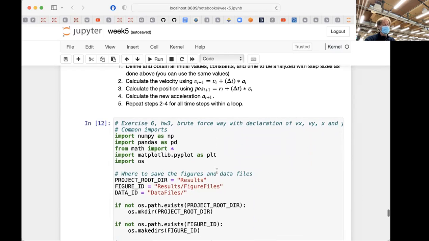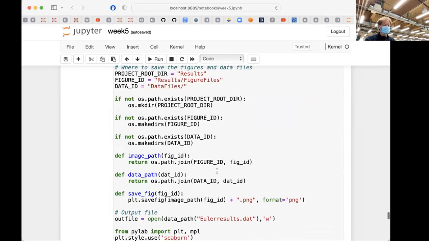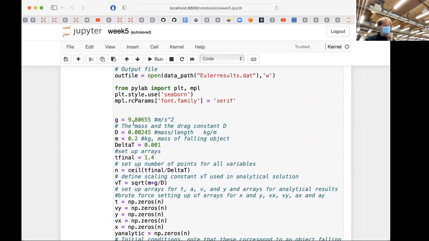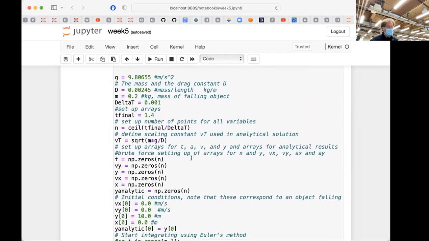So if you look at this exercise 6, I call this a kind of straightforward or brute force way. If you scroll down a little bit, you will see that I have defined these different quantities. I fixed the t final to 1.4, which is one of the things you have to figure out why it could be 1.4 or another value. I define this constant. And here, I'm not making this in a very elegant way, as you can see. So I define an array for the velocity in the X direction, in the Y direction, and similarly for the position in the Y direction and the X direction.